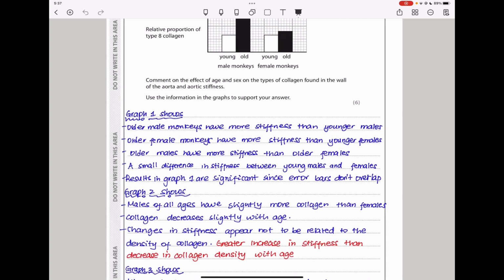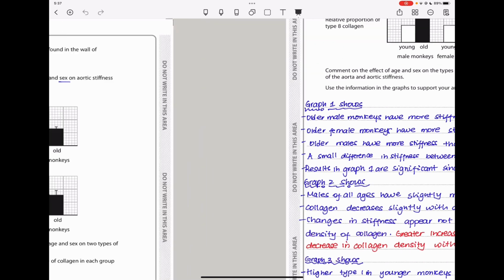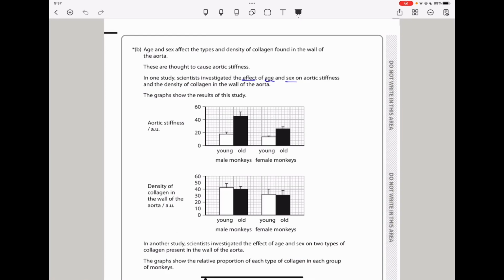So I will be referring to the different graphs one at a time. When we look at graph 1, I want to take you back to graph 1 and graph 2. In graph 1, we saw aortic stiffness. You can see the older ones have greater stiffness in comparison to the young. In graph 2, we saw the density of collagen, and we saw the young ones had more in comparison to the older.